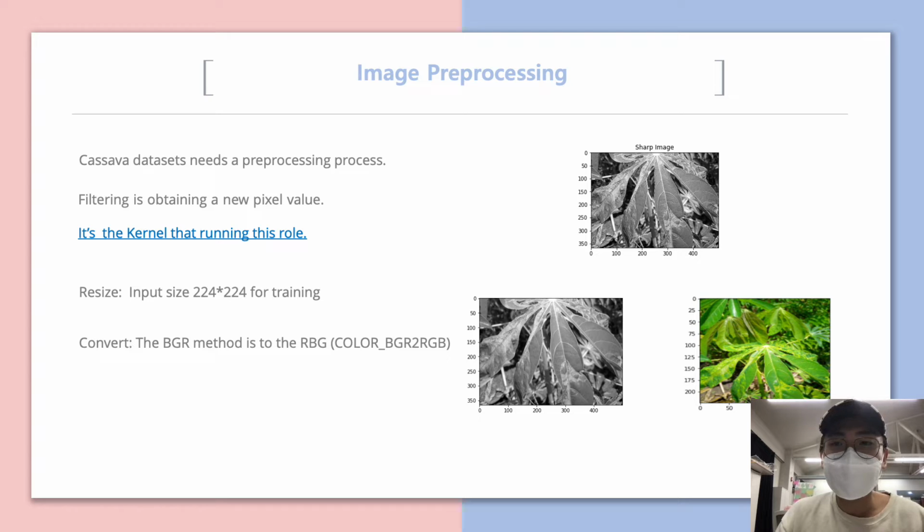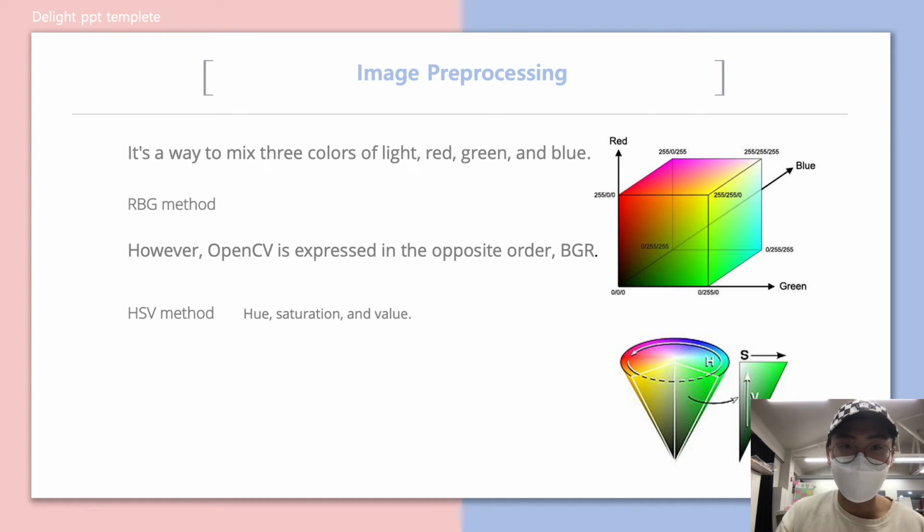Images go through three stages of preprocessing. First, it sharpens the image through filtering. Second, resize the image to 224 by 224. Third, to check the image, change the color space of the image from BGR to RGB. There are several ways to represent the color space of an image, such as RGB, BGR, and HSV.